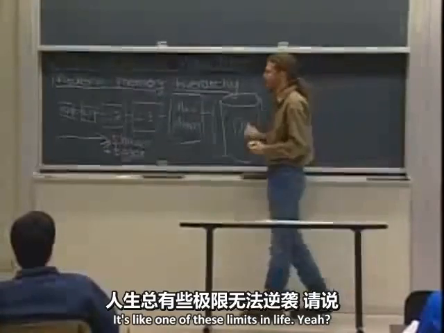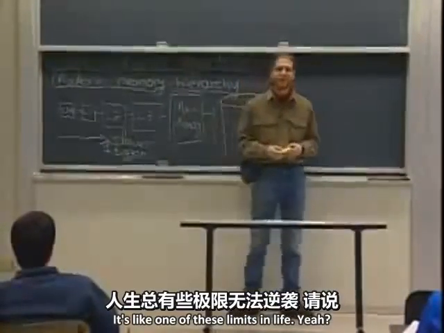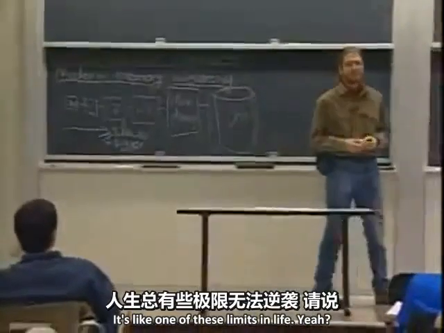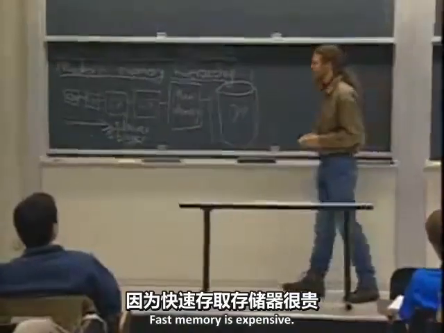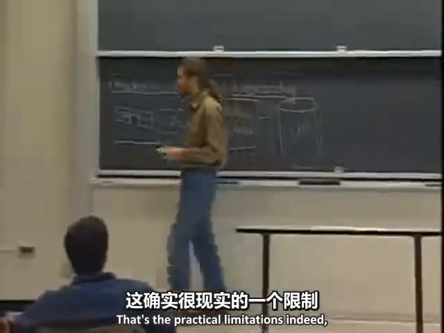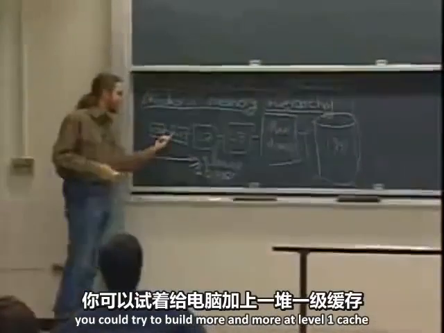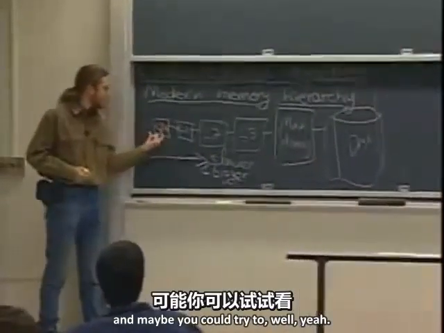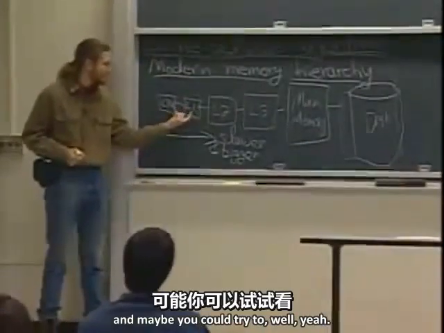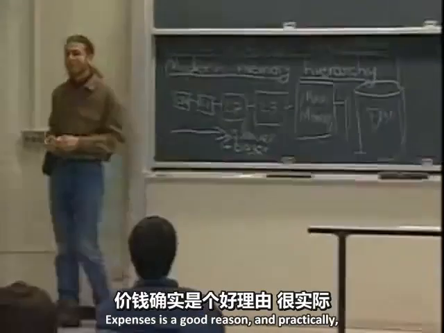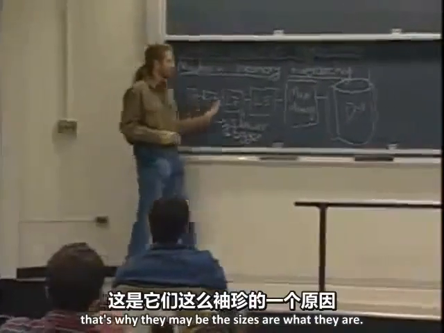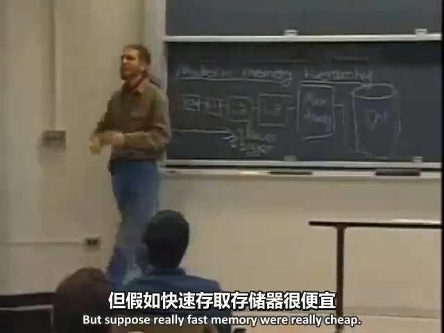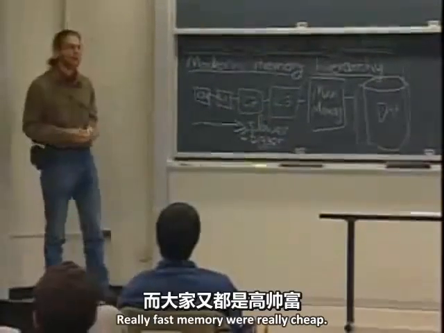It's like one of these limits in life. Yeah. Fast memory is expensive. That's the practical limitation, indeed, that you could try to build more and more level 1 cache. Well, yeah, expensive is a good reason, and practically that's why the sizes are what they are. But suppose fast memory were really cheap.